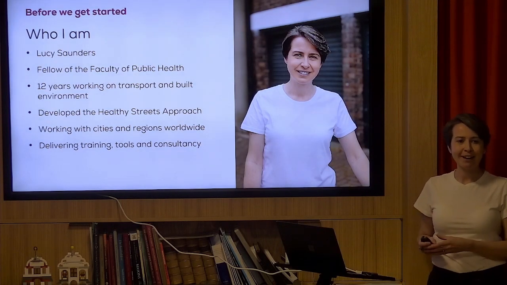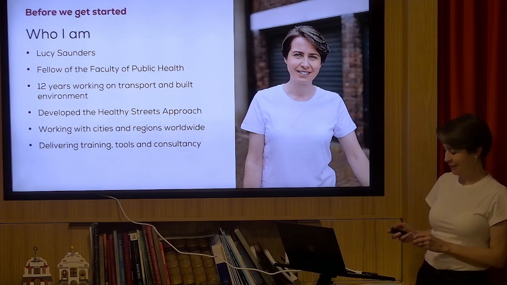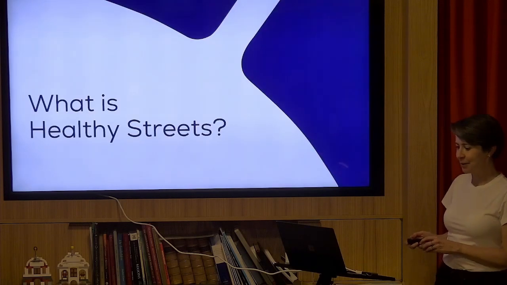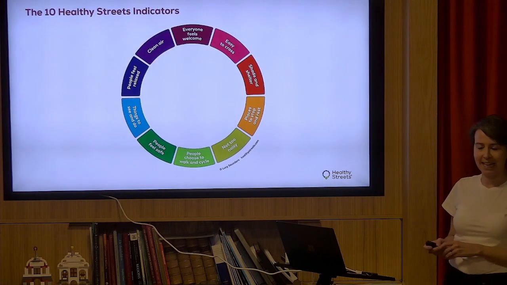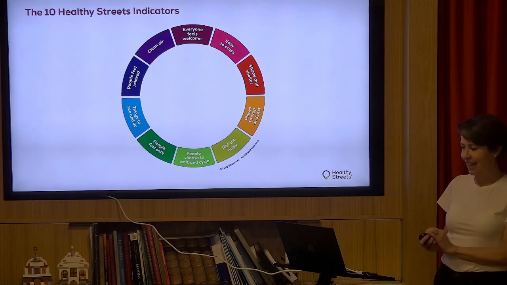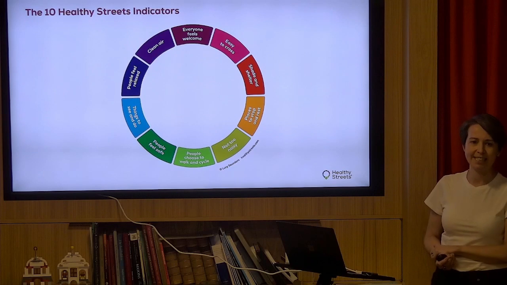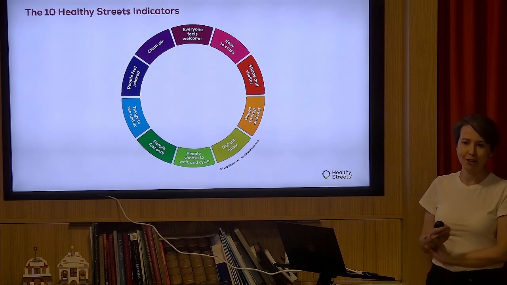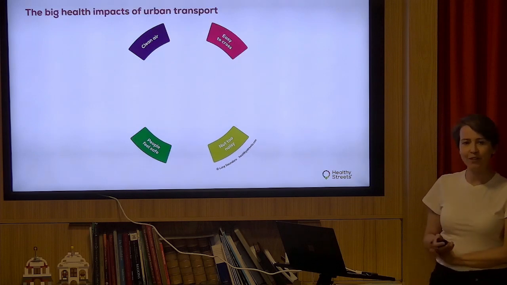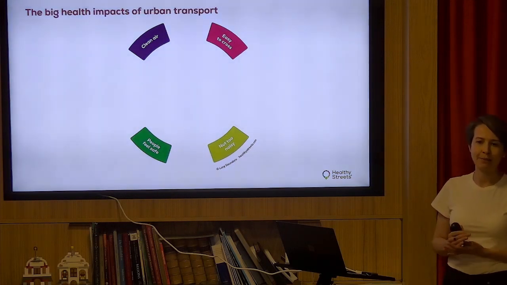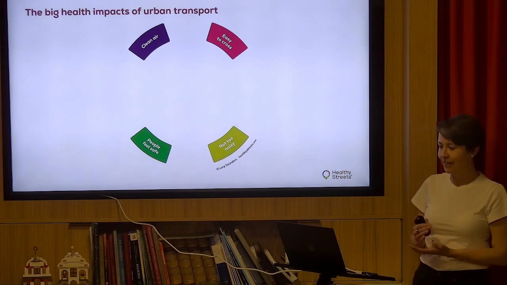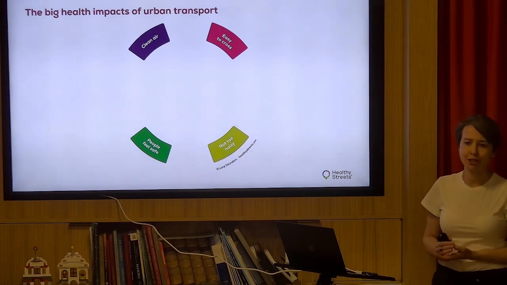It's going to be a slightly provocative talk this evening, but we'll start off with what is Healthy Streets. So it is very simply this colourful diagram here, 10 indicators that describe the essential criteria for a street to be fit for human beings to use. So in the four corners of our circle, we have the four biggest negative health impacts that street environments have, and they're largely related to the dominance of motorised vehicles.